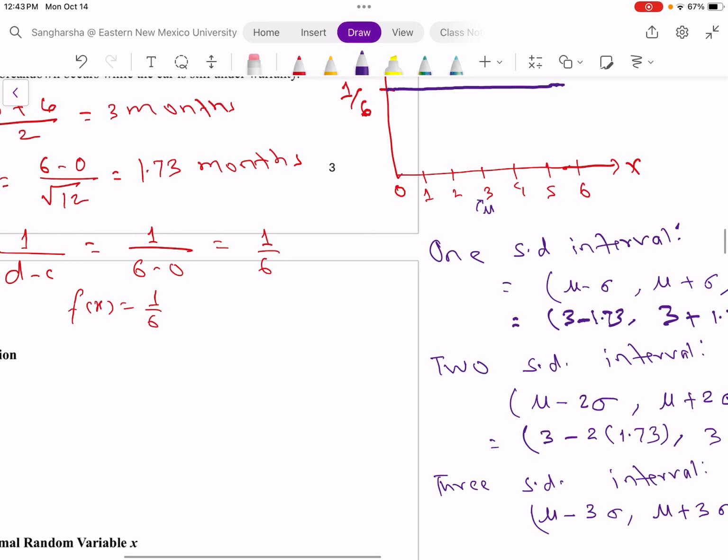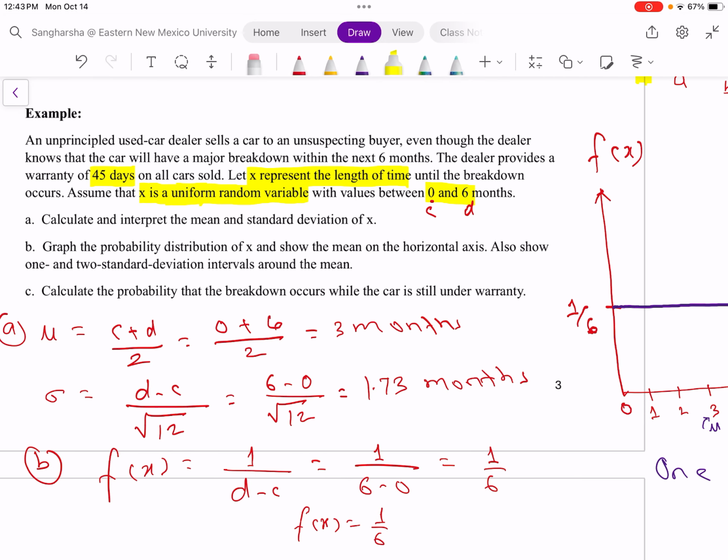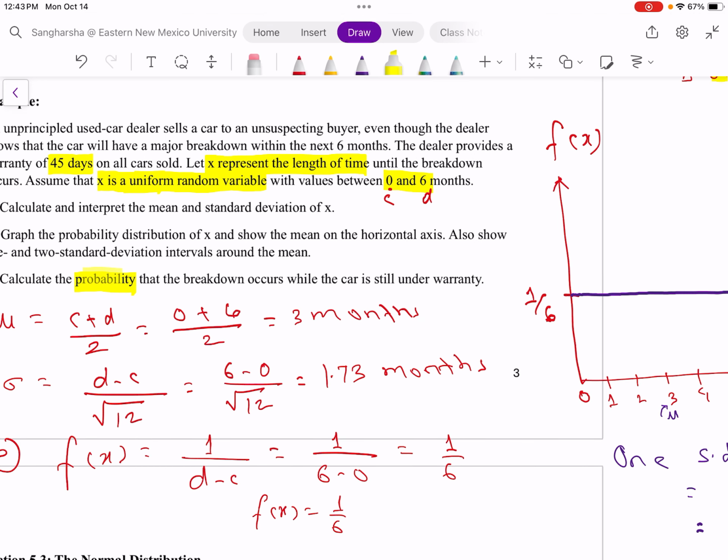Now let's see what we have in number 3. In number 3, you are asked to find the probability. Now this is our continuous random variable. Finding probability means we are finding area. Don't forget that. So find the probability that the breakdown occurs while the car is still under warranty.